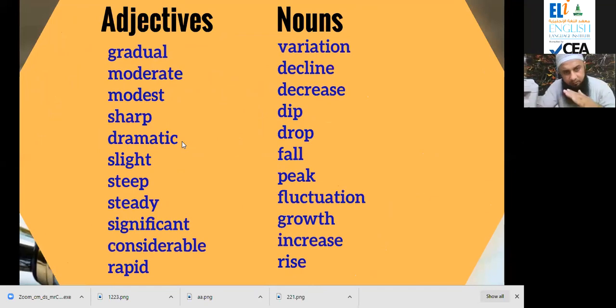Adjectives like gradual, moderate, modest, sharp, dramatic, slight, steep, steady, significant, considerable. You can use these adjectives to describe how fast it goes up or down. Or you can use nouns: decline. There is a sharp decline, sharp decrease, dip, drop, fall, or peak. Or if it is fluctuation, growth, or increase. So see how these are the words which you need to write in your task one.